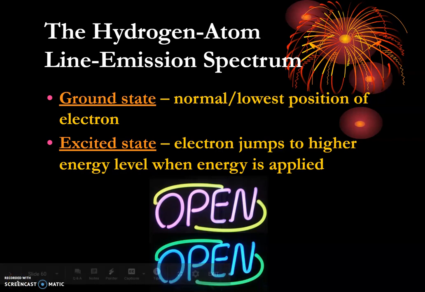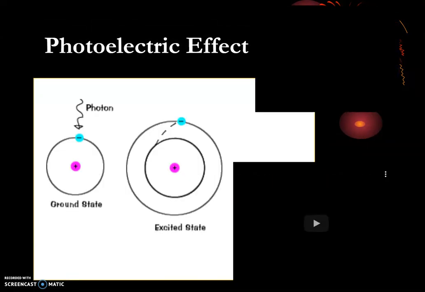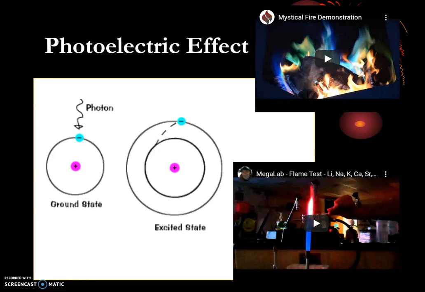One of the coolest parts about this chapter by far are the labs and being able to see what happens with our different electrons when we excite them. Normally they exist in the ground state, and then when you add energy, they get excited and they jump up really, really high. They're so excited. And that's what we're talking about with our photoelectric effect.